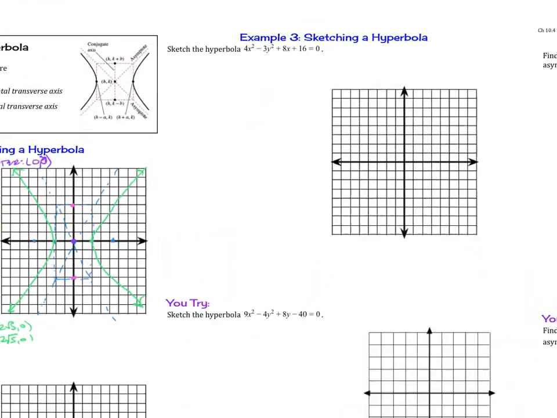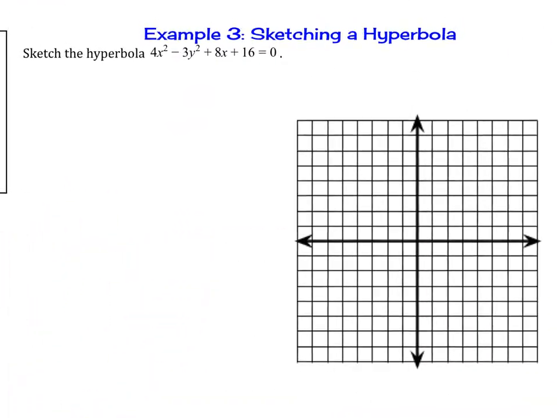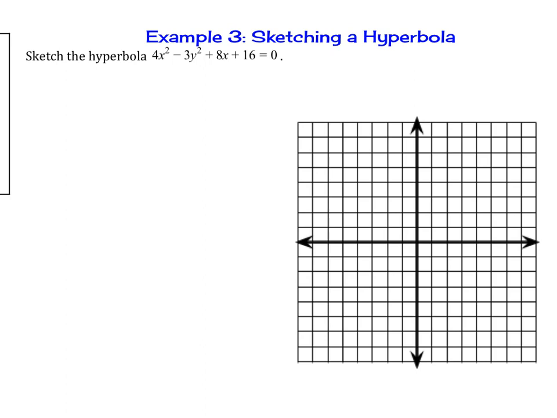Let's do another one, sketch a hyperbola. So we have 4x squared minus 3y squared plus 8x plus 16 equals 0. This is similar to the ellipse, where we're going to have to complete the square in order to find the standard equation first, so we can sketch it. So let's collect our x's together. Let's factor out a 4 at the same time. So this is 4 times x squared plus 2x, and I'm going to complete the square, plus blank.